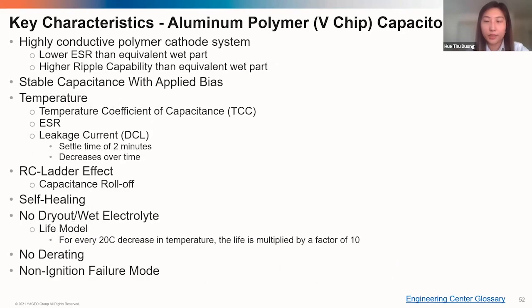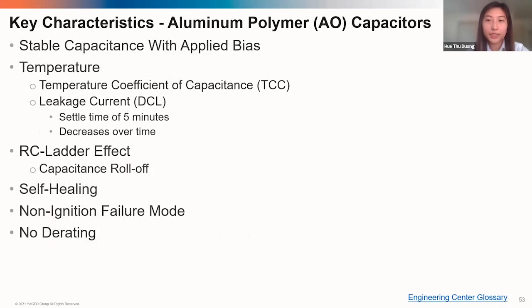Next, we've got aluminum polymer V-chips. And again, most of this is the same as with the previous aluminum electrolytic capacitors. However, the life model is for every 20 degrees decrease in temperature, the life is multiplied by a factor of 10, which is very different from the wet electrolytics. Next, we've got aluminum polymer H chips, and I won't go over these as, again, most of these are similar to the previous characteristics that I had just went over.